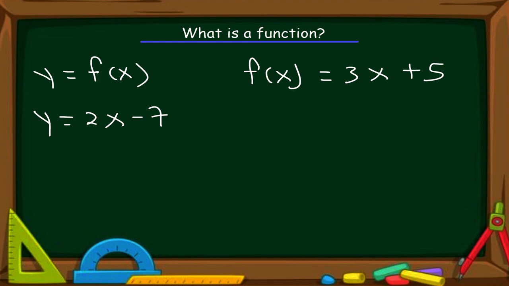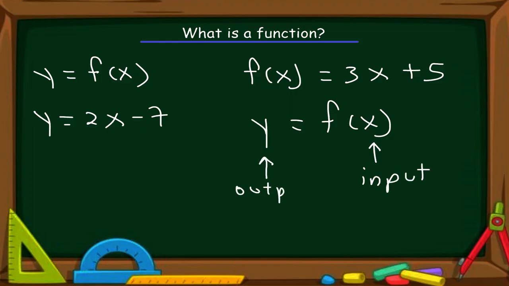Now going back to this one, x is the input of the function and y is the output of the function. In order for this to be a function, for every input there has to be a single output. If you get two outputs for one input, it is not a function. It's a relation, but it's not a function.